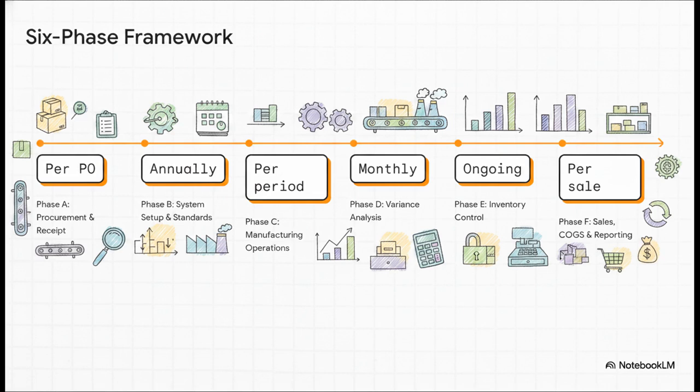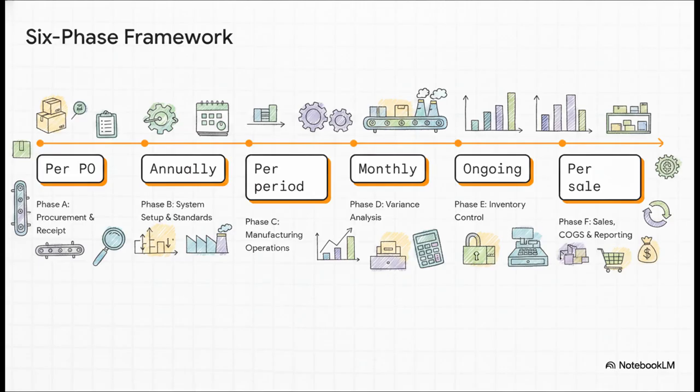It kicks off with Phase A, procurement and receipt. That happens one time per purchase order as inventory actually enters the business. Then we hit Phase B, cost accounting system setup and standards, which you update annually. Next up is Phase C, manufacturing operations. That repeats per production run or period. Then Phase D is variance analysis, happening monthly to clear out those variances.